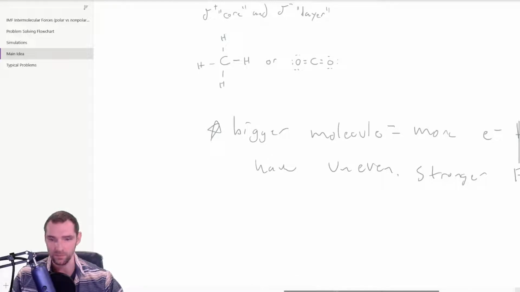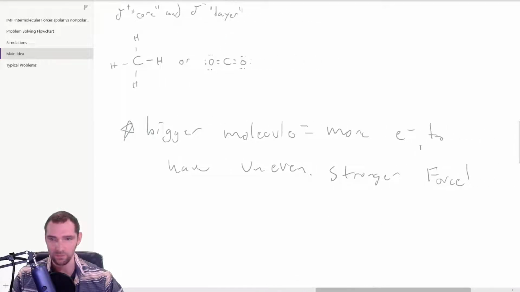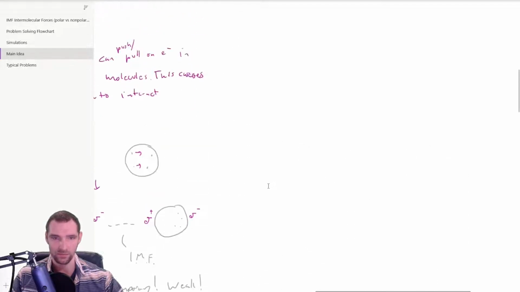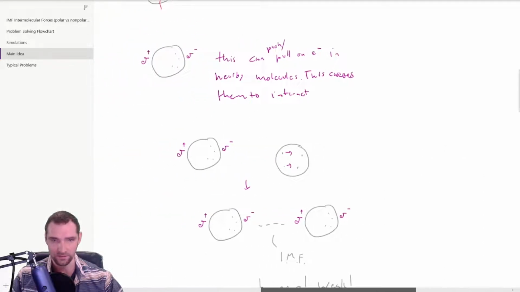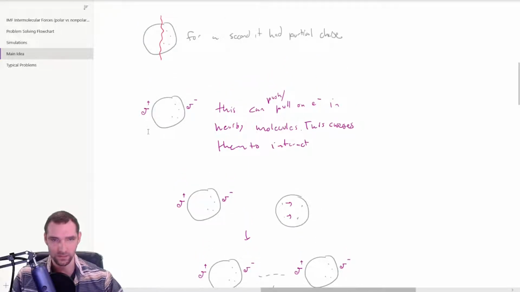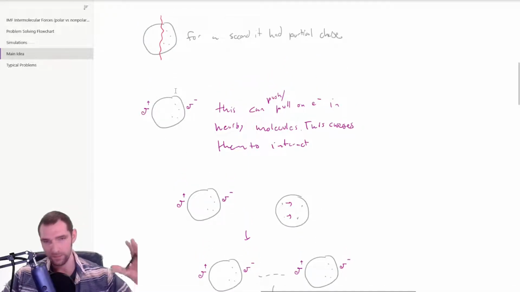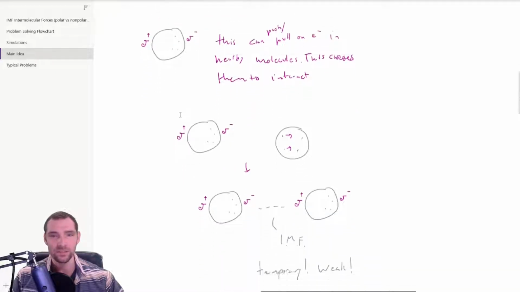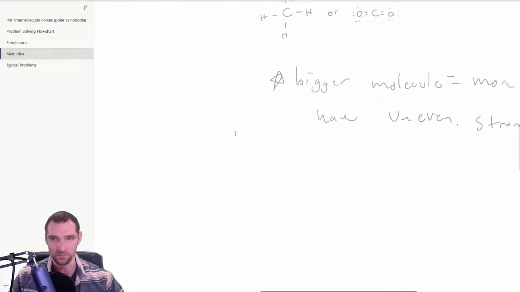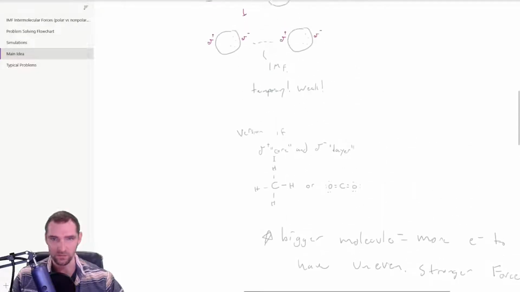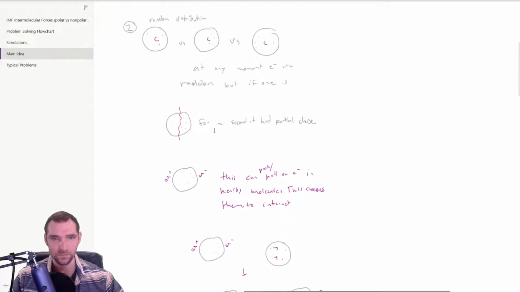Also, if you've got a bigger molecule, there's going to be more electrons to be uneven, and so you can have stronger forces. With bigger molecules, you can have bigger partial charges due to just moments where there's more negative on one side. So bigger molecules are going to have stronger forces with this stuff.